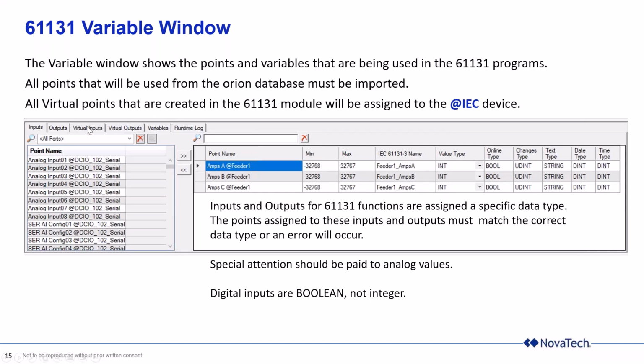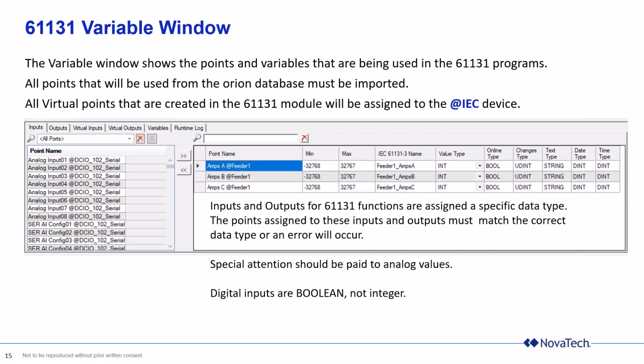The next two tabs, the virtual inputs and virtual outputs, that's where you create points in 61131, so logic points that you can use. And once you create them, the name will have IEC at the end of it. So that's the IEC 61131 point. Once you map the points in, you can modify the name under the name IEC 61131. And that's the name that you use in your logic.